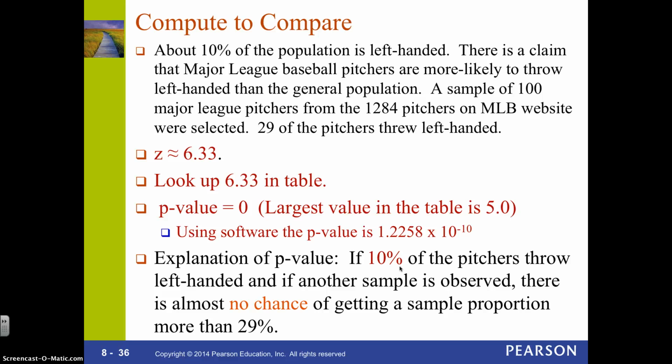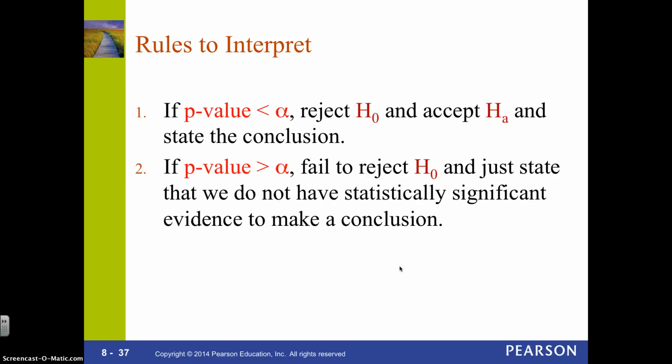Okay, so to explain the p-value, we're not making a conclusion yet, I'm just explaining the p-value. If 10% of the pitchers throw left-handed, and if another sample, again it's going to have to be a size 100, is observed, there is almost no chance of getting a sample proportion more than 29%. So we expect 10% of them. We had 29% in our sample, and we found out that for the most part that is highly unusual. There's almost no chance that we could actually get that if the true proportion of left-handers in Major League Baseball was 10%.